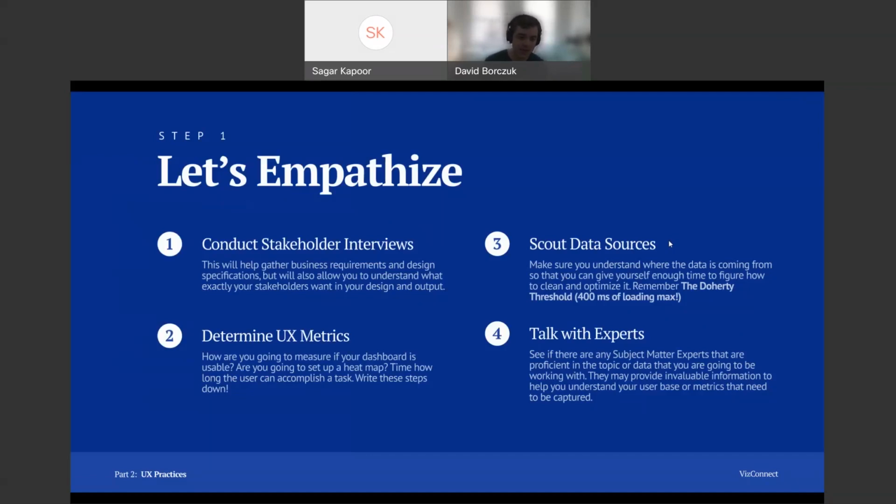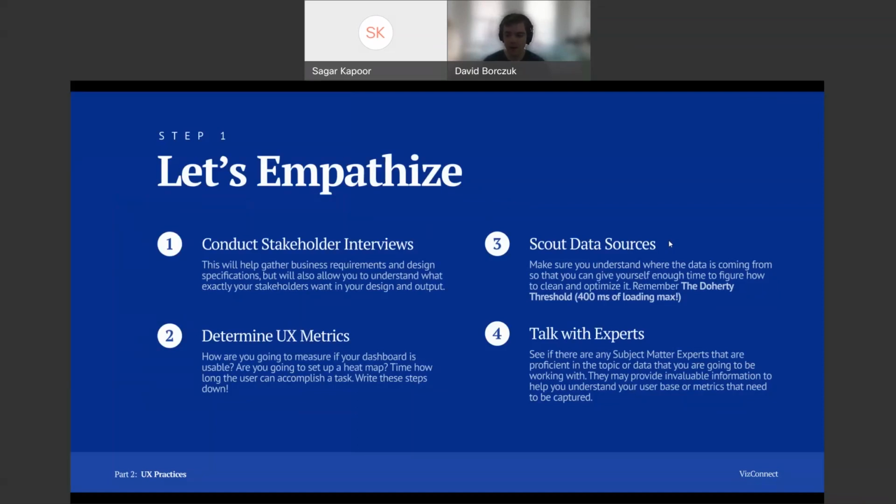The second one is determining the UX metrics. How are you going to measure how usable your dashboard is? I remember going to the Tableau conference a couple of years ago, and a little booth had a set of glasses that allowed you to look at a certain dashboard, and it outputted a heat map based on where you're looking, so an eye tracker tool. Not everyone has that, but that's an example of how you test user experience. You can see how long it takes for a user to accomplish a task.